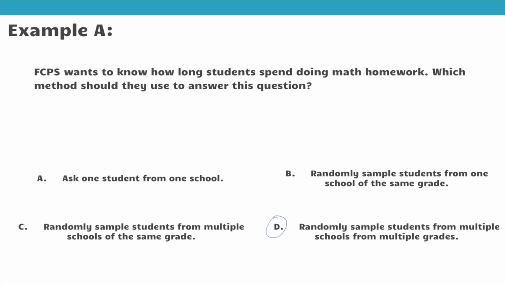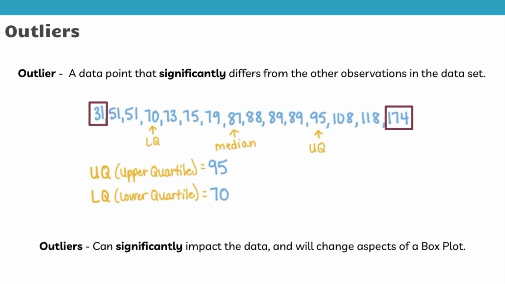Now let's take a look at some more important information. So now we're going to discuss outliers. An outlier is a data point that significantly differs from other observations in the data set. For example, here we can see that our data is lined up from least to greatest, and we see that 31 is way outside of the next closest number, which is 51, and then 174 is way higher than the next set of data, which is 118.